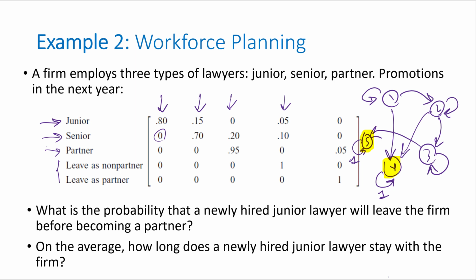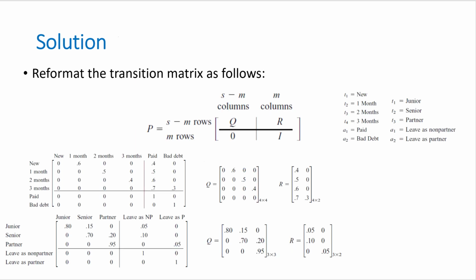And to answer this type of questions, we need to reformat the transition probability matrix and then do some calculations to find those probabilities or the average expected number of steps before a transient state gets absorbed in one of the absorbing states.